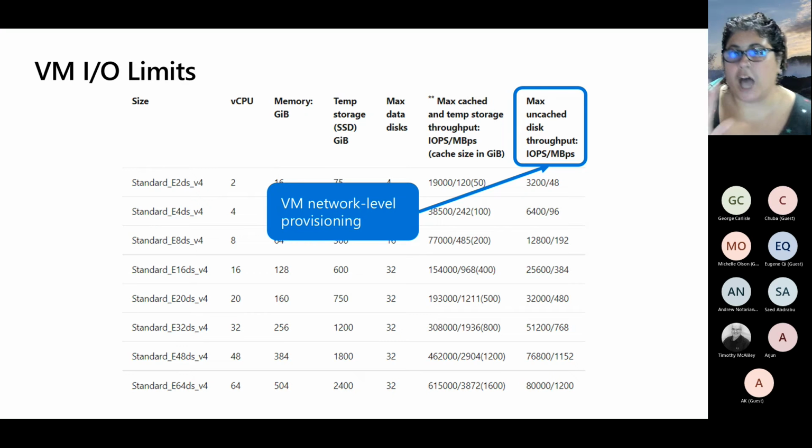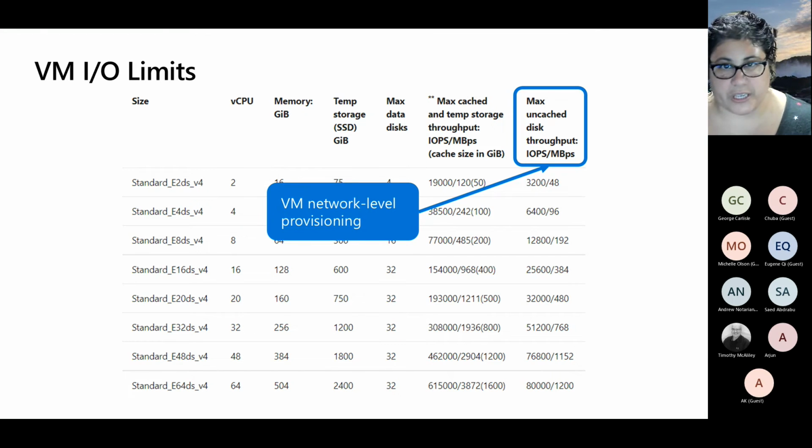Now, many of the VMs today also have bursting. So you may see a second column for uncached burst limits, and that's how much you can burst. But keep in mind that bursting is only available in 30-minute chunks. And if you've burst to that limit for 30 minutes, then you get kept back down at the regular limit until the burst bucket fills up. So in other words, you need to stay there for a long period of time before you can burst again.